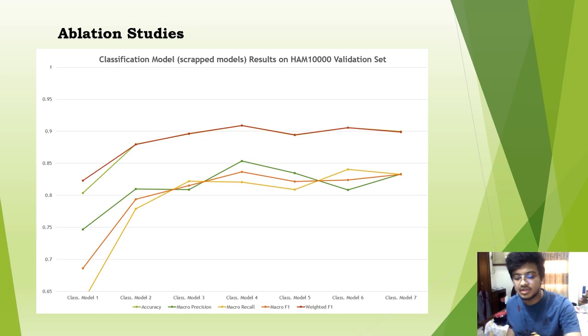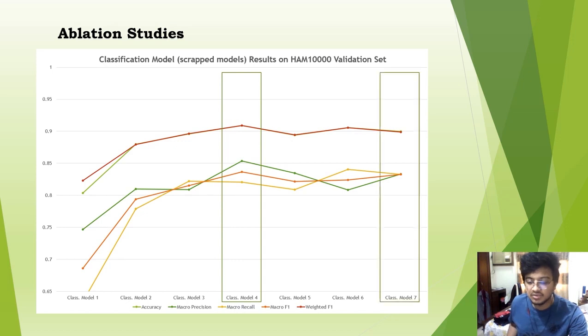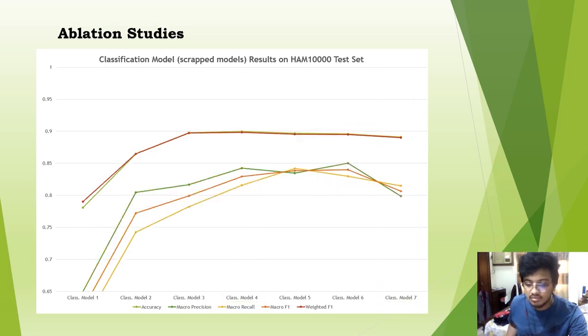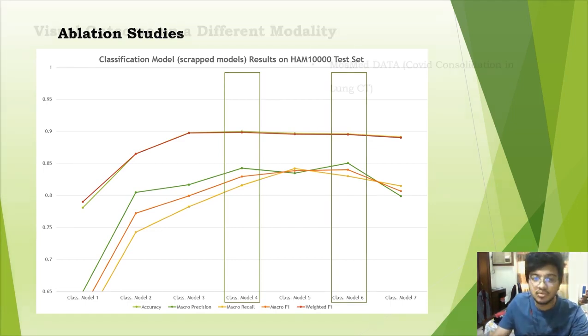Looking at the performance of the classification models in the validation set, we can see that Model 4 had the highest accuracy, while Model 7 had the highest F1 score. Once again, on the test set, Model 4 has the best accuracy, but this time Model 6 has the highest F1 score. However, the performances of all the models are quite consistent and stay within ±5%, except for Model 1.